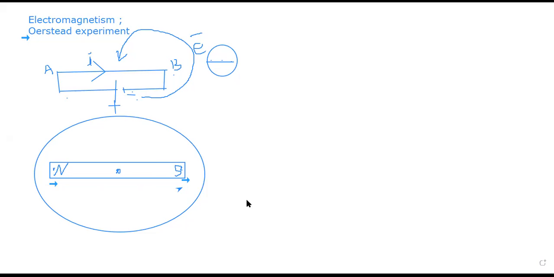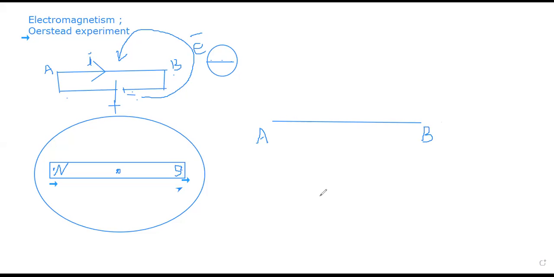For that, I will take a long conductor. This is the long conductor here. Now, I will connect this conductor to a battery, and I will represent one end of the conductor with A and the other end with B, like this.